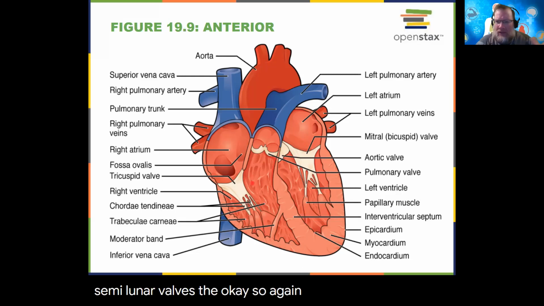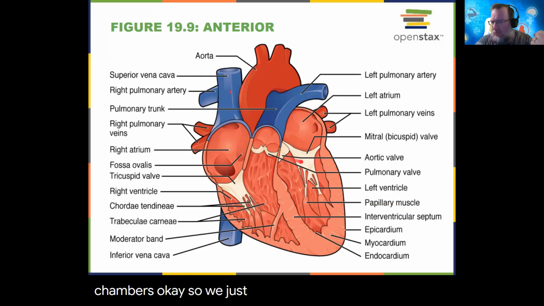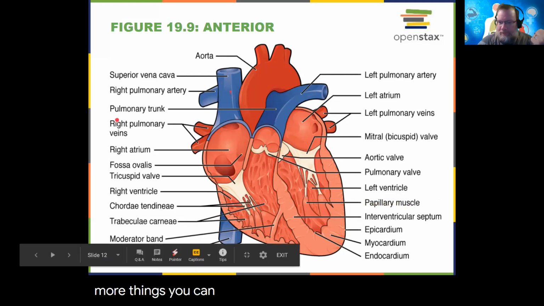So on this slide, really haven't added a heck of a lot. Added mainly, I would say, three things: the interventricular septum, the chordae tendineae, and the papillary muscle, or the papillary aspect of the cardiac muscle. That's all we added. We've already done the vena cava, the atrium, the valves, the chambers. So we just added a couple more things. You can handle that.